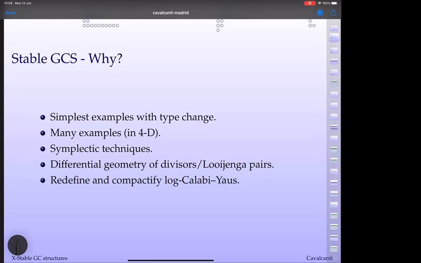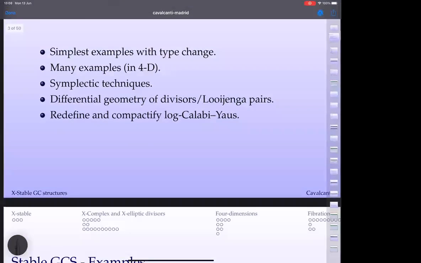And one thing that I hope is that this could be the language to redefine and compactify log Calabi-Yaus. This is something that people in more algebraic geometry study. It's the complement of an anti-canonical divisor on a Fano manifold. Somehow the word divisor is already there, it's already a complement, so it feels like we are heading towards the same thing. There are a number of similarities between what I say and what they do. Is this the same or not? That remains a question.